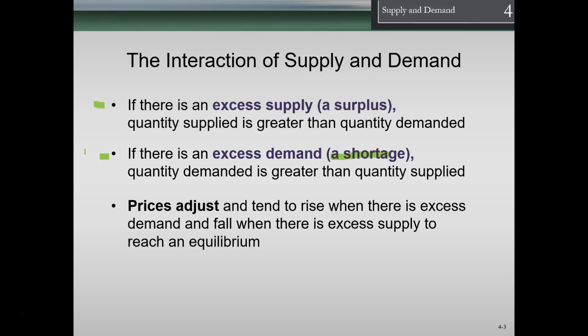Notice there's no external person, like a government or central planning unit, telling the donut shop how many donuts they're going to make. It's this interaction between supply and demand, the opposing forces, that will determine what equilibrium will be, that point in time, that point of price and quantity that will be produced.